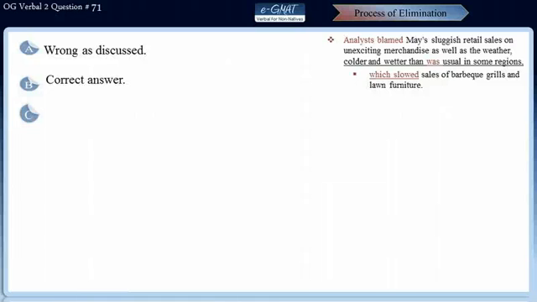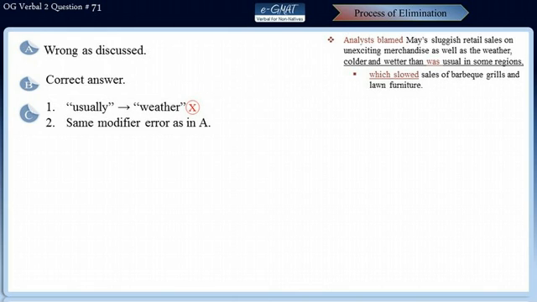Let's take a look at choice C. Well, choice C is wrong firstly because use of usually is incorrect here. Since the word describes weather, a noun, it should be the adjective usual. Also, this choice repeats the same modifier error as in choice A. Hence, choice C is not correct.